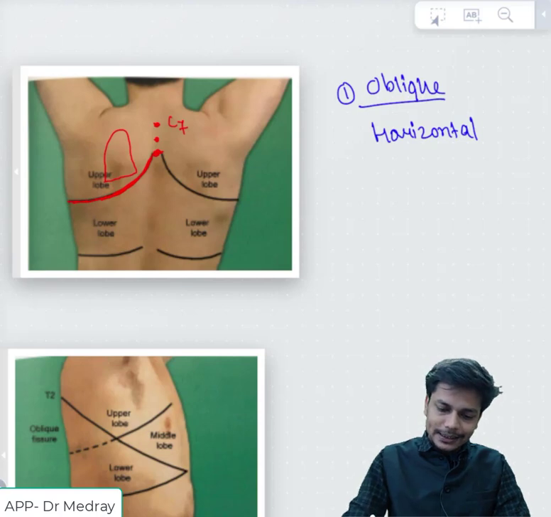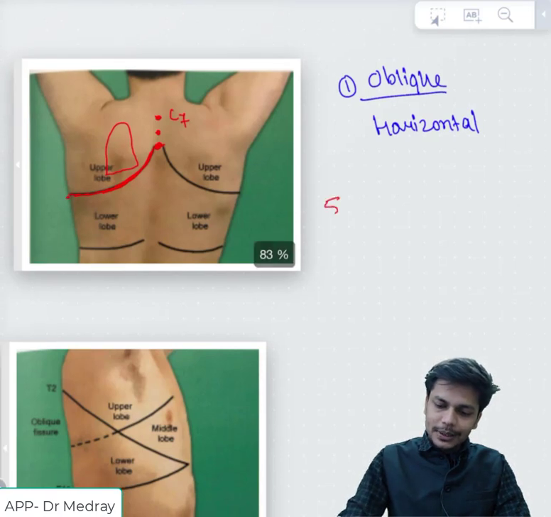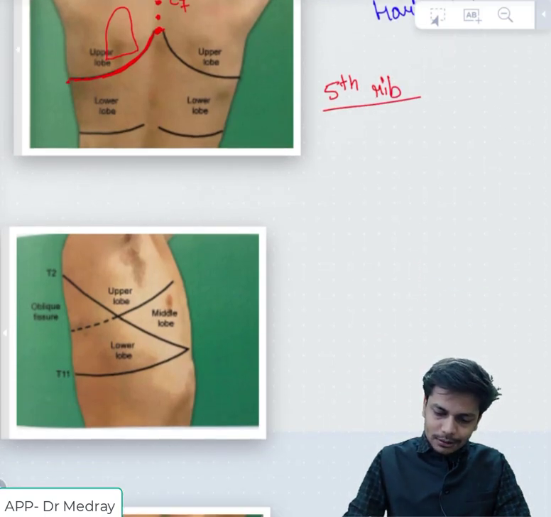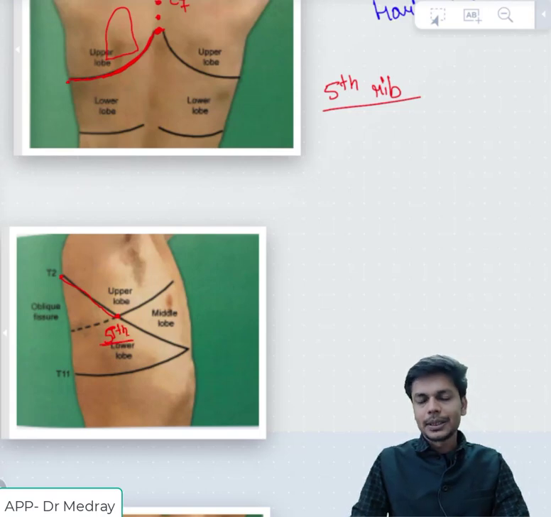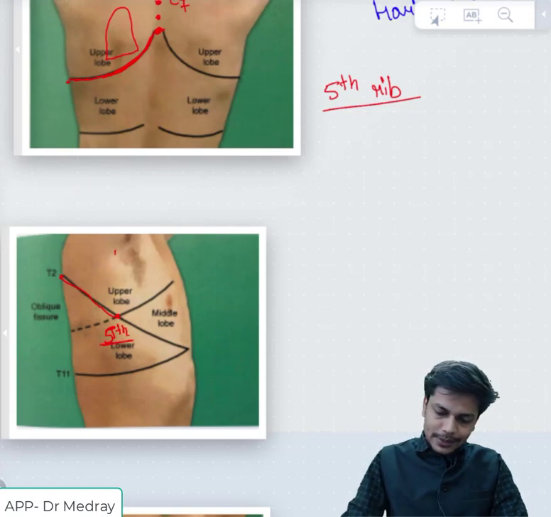and we reach the mid-axillary line at the fifth rib. You can see here we have started drawing a line from the spinous process of the T2 vertebra, and we have reached the mid-axillary line at the fifth rib.